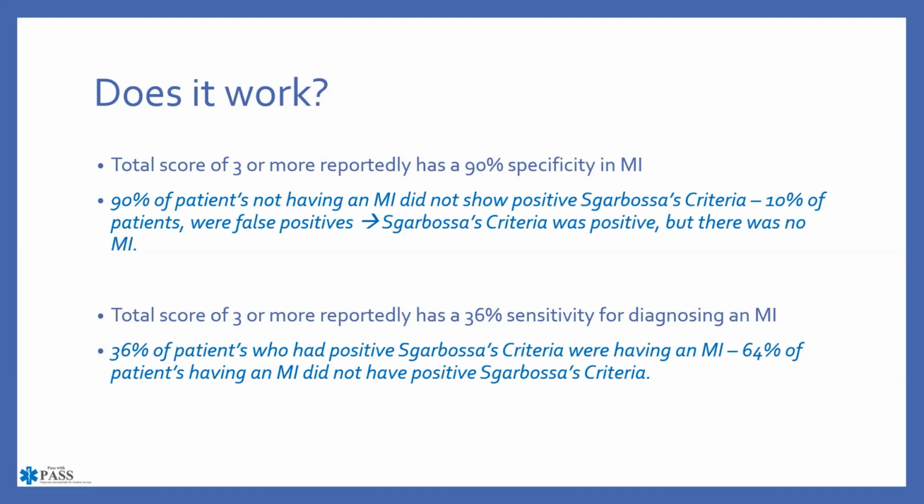And then the same concept here applies. So total score of 3 or more reportedly has a 36% sensitivity for diagnosing an MI. So that means 36% of the patients that had an MI had Sgarbossa criteria, which means that 64% that were having an MI did not have Sgarbossa criteria. So again, this is me saying this, but it's basically 50-50. And obviously those numbers are not exact because the numbers are up on the screen. But if you just kind of think, sometimes it works and sometimes it doesn't.